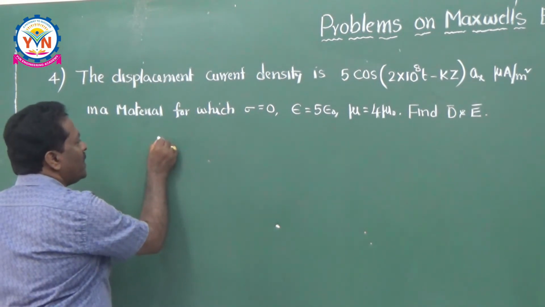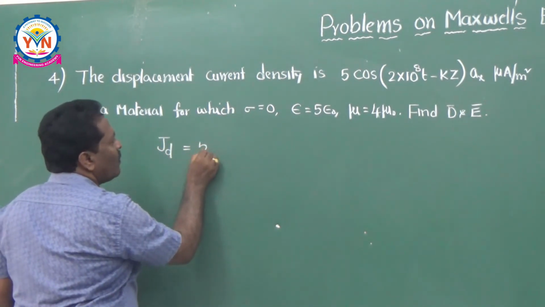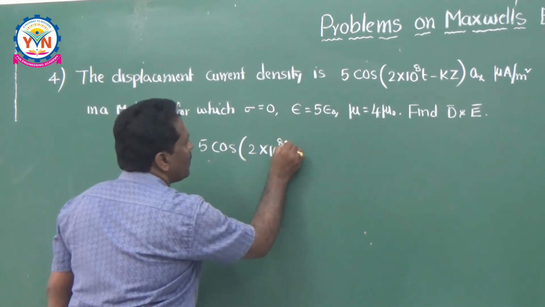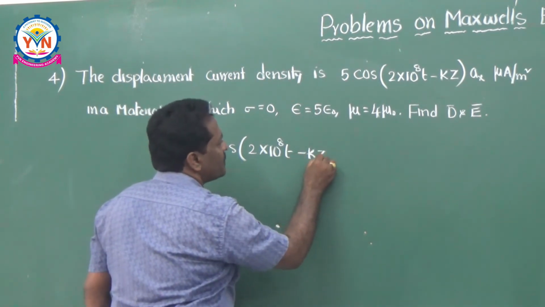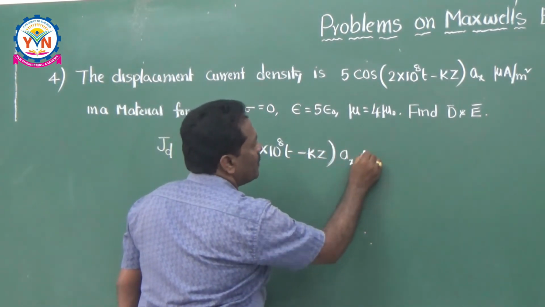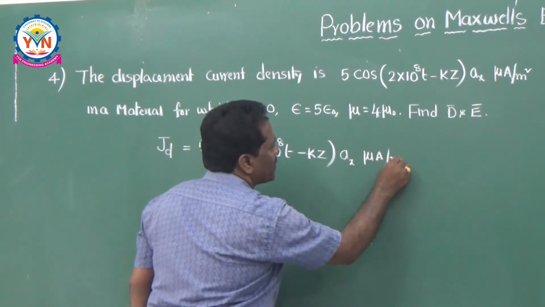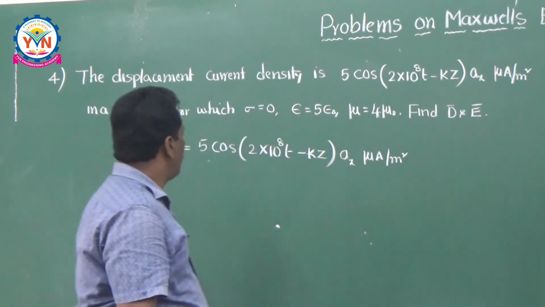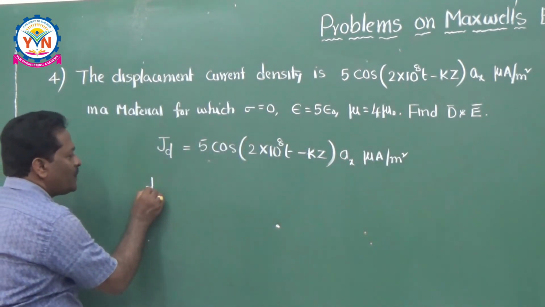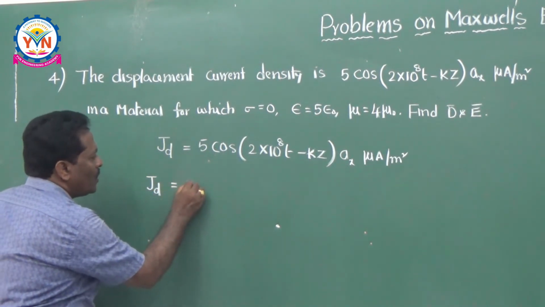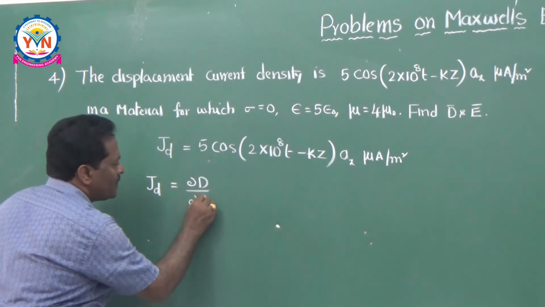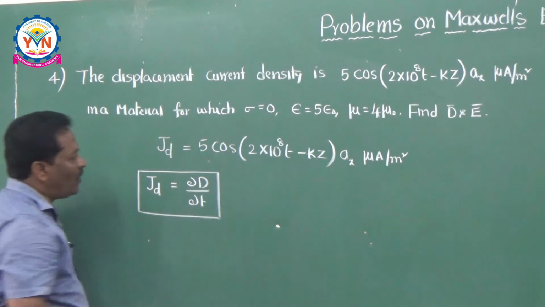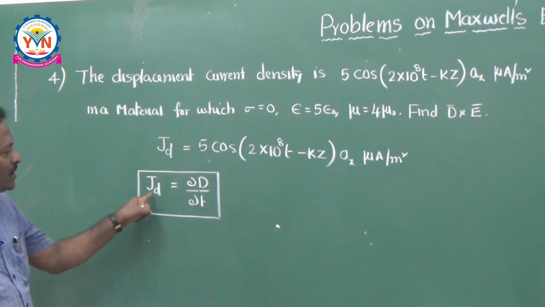So given that JD is equal to 5 cos of (2 into 10 power 8 t minus kz) into Ax microamperes per meter square, and it is asking you what is D bar. You know the relation: displacement current density JD is equal to dou D by dou t. This is the relation you have to use here. So if you want D bar, then definitely you have to integrate this.